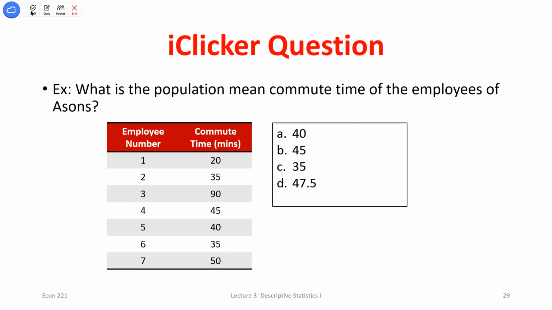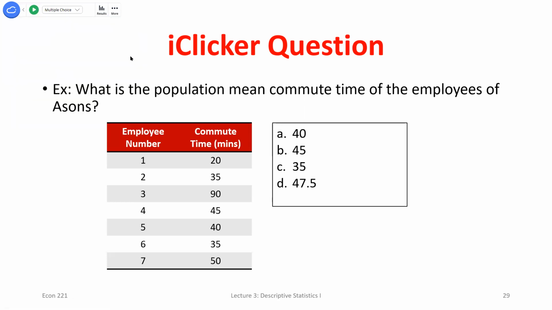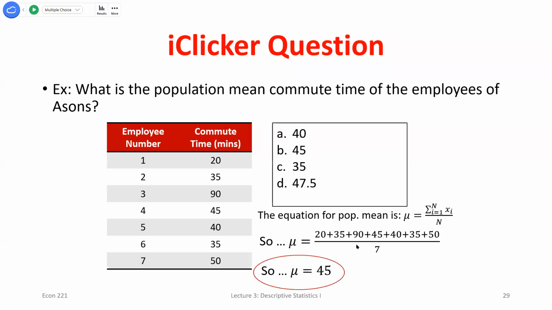So, how do I do this? Okay, well, we were close, but how should we do this? All we're going to do is take every single observation: 20 plus 35 plus 9 plus 45 plus 40 plus 35 plus 50. Add those all up and then divide by the number of observations we have here, which is easy to see. We've got 7 different commuters. We should get 45.